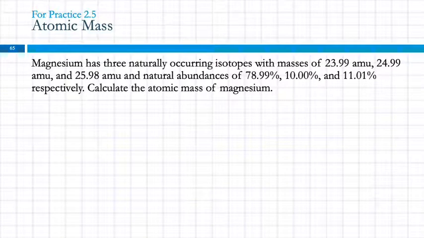So let's practice. Magnesium has 3 naturally occurring isotopes with masses of 23.99 AMU, 24.99 AMU, and 25.98 AMU, and natural abundances of 78.99%, 10%, and 11.01%, respectively. When it says respectively, and you've got a couple of lists, what that means is that the first one in the first list goes with the first one in the second list. They're given in the same order. It says calculate the atomic mass of magnesium.